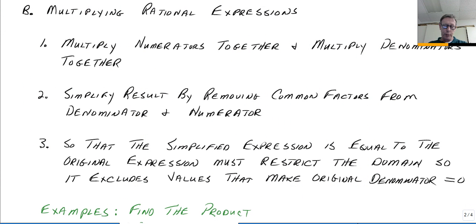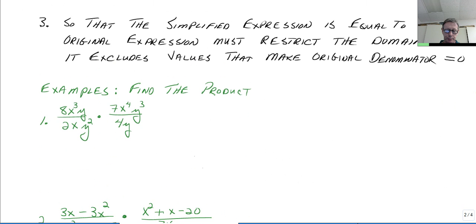Once I do that, then I'm going to simplify that result just like I did when I was simplifying in a previous video. And again, we're going to have to specify any values of the variable that's going to cause my denominator to become 0, because as I simplify it, some of those factors may drop out. So let's go ahead and try a few examples. And so here's my original multiplication. And what we have is, let's go ahead and multiply across.